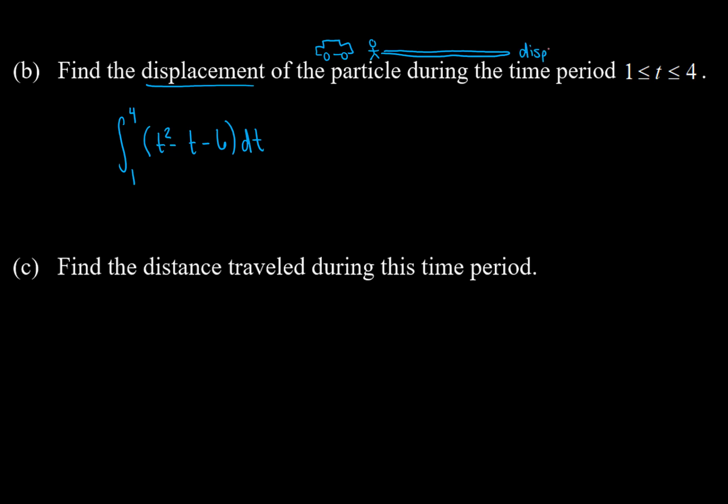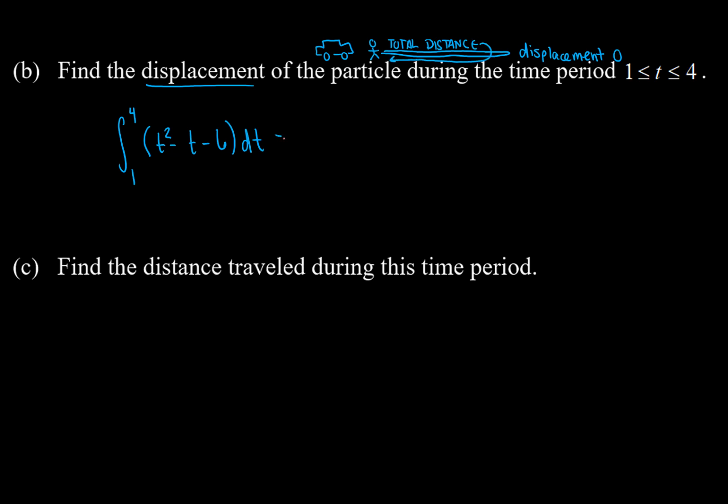Displacement would say that if I look at where I am at the end of that trip, displacement would be 0 because I started at my car and I ended at my car. Total distance is going to be different. So displacement for this first one here is just doing the integral as is.